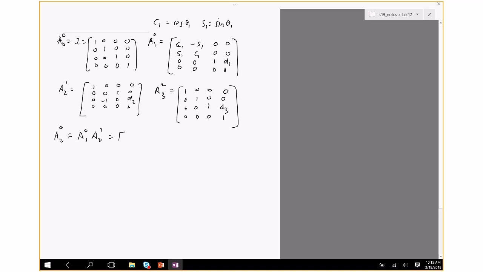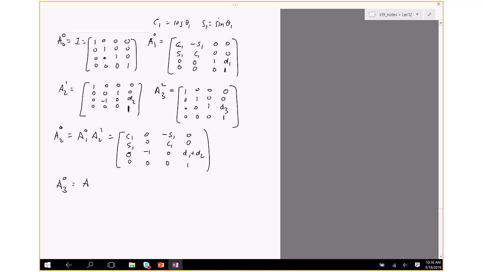This comes out to be C1, S1, 0, 0, 0, 0, minus 1, 0, minus S1, C1, 0, 0, then 0, 0, D1 plus D2, 1, and yeah, this one.